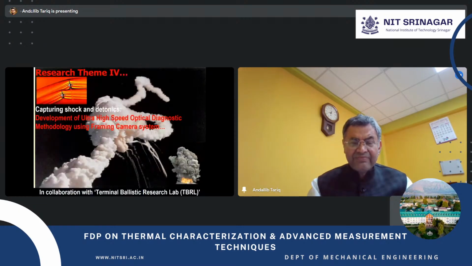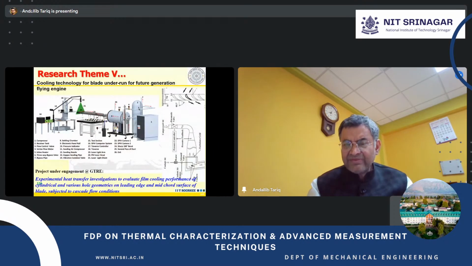Apart from that, we are recently working with the TBRA to develop an ultra high speed optical diagnostic methodology using a framing camera. This is again a very novel theme of research. We are going to use a camera with million and billion frames per shot. It might be possible we will do some work there also, and we will develop some methodology. For that we are working. The whole of this exercise, these are the different themes we are working on.